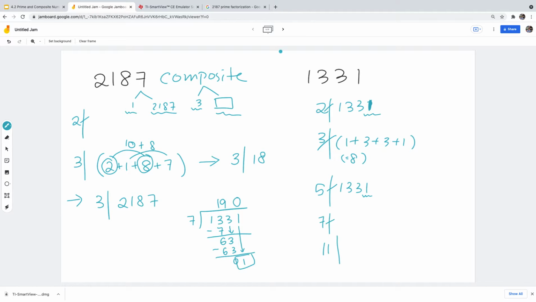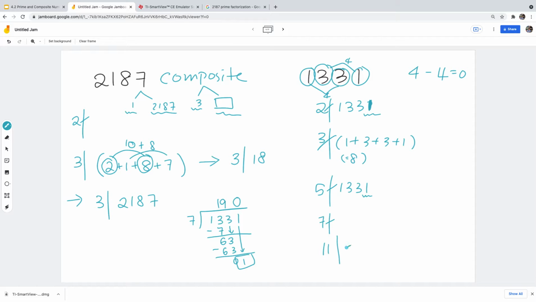There we go. So we're going to add every other number, right? And we find the difference between those two sums. So 1 and 3 together is 4, and the sum of the other digits is 4. So 4 minus 4 is 0. 4 minus 4 is equal to 0.